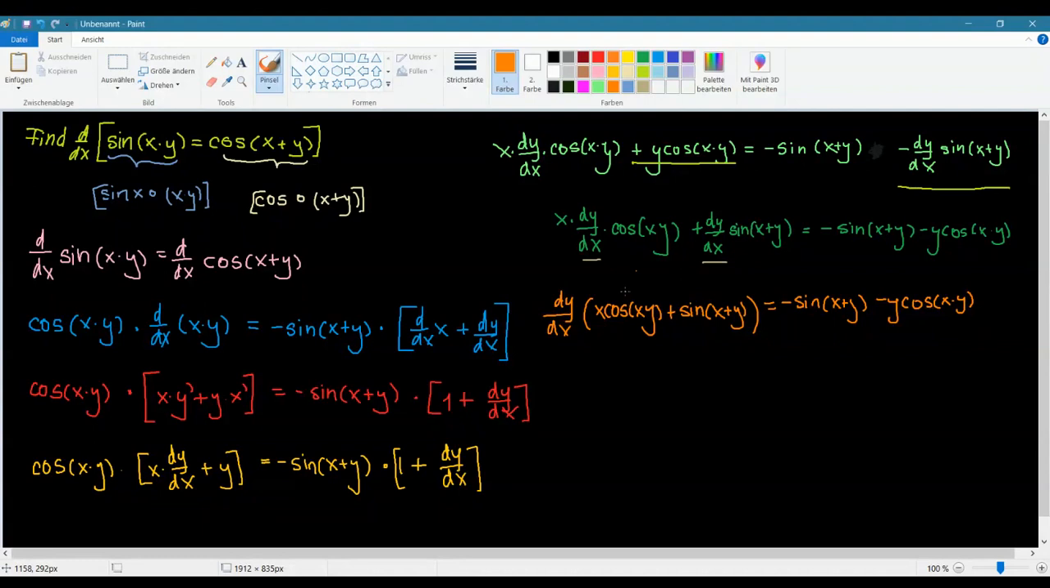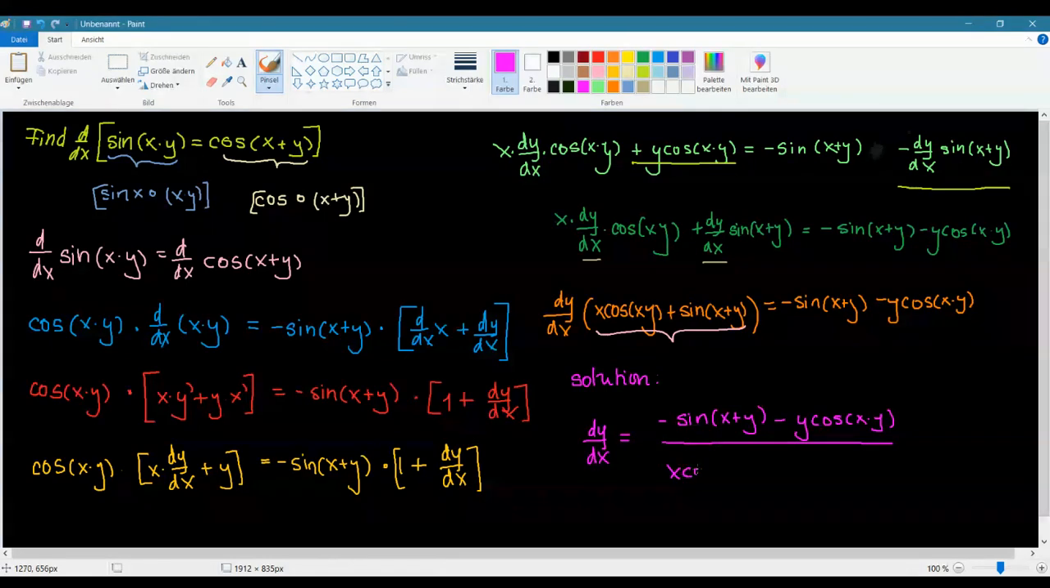We're going to just divide by all of this right here. We're going to divide by this argument right here. And our solution is going to be dy dx equals negative sine of x plus y minus y cosine of x times y all over x cosine of x times y plus sine of x plus y. And that is our derivative.